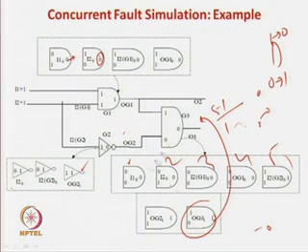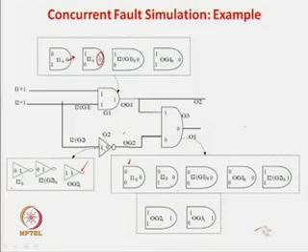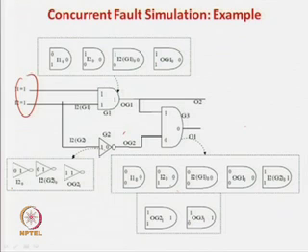Now you might see that the concurrent fault simulation is nothing but a deductive fault simulation only. In deductive fault simulation, we are just propagating the fault lists from one part to the other part, and here we are actually propagating the bubble list of the gates. Otherwise, there is no difference. The difference will start coming into picture only when we change the random pattern. But let us see how many faults are detected.